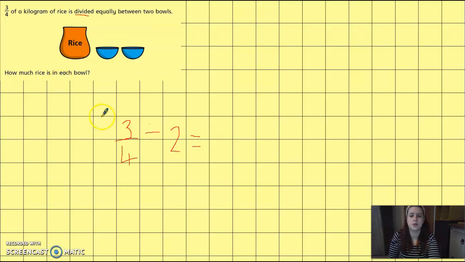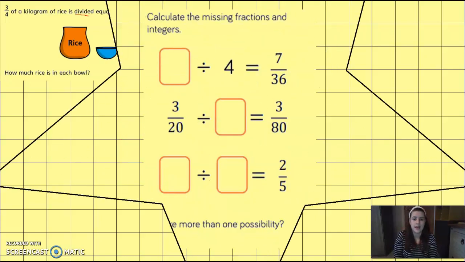How much rice is in each bowl? So 3, I keep the same. And then I do 4 times 2, which gives me 3/8. Okay, so 3/8 of the rice is in each bowl. Hopefully you managed to get that one, or you knew the method, because it's quite easy as long as we get it and we know it.